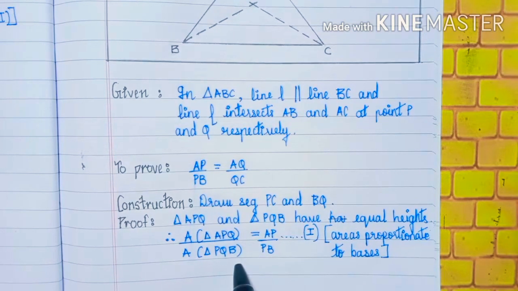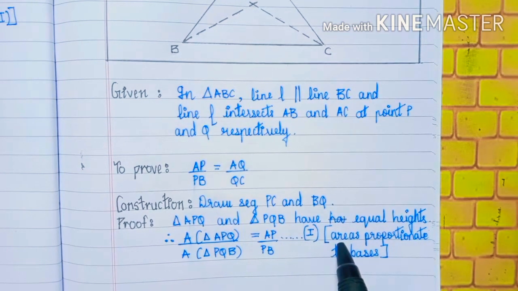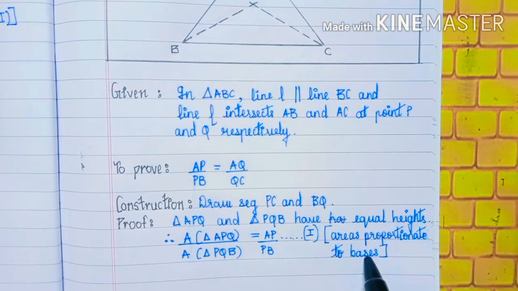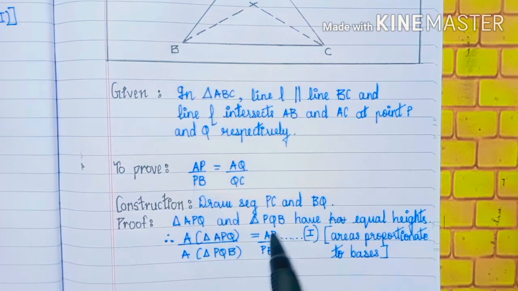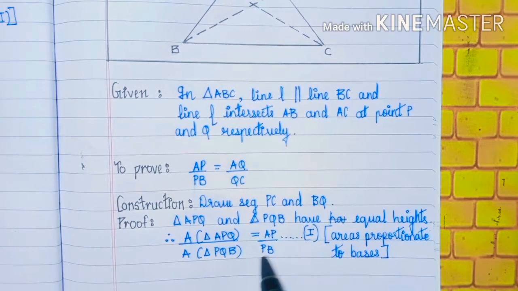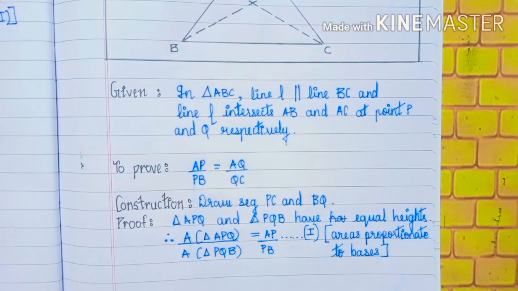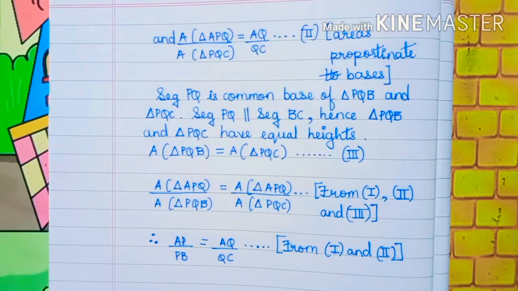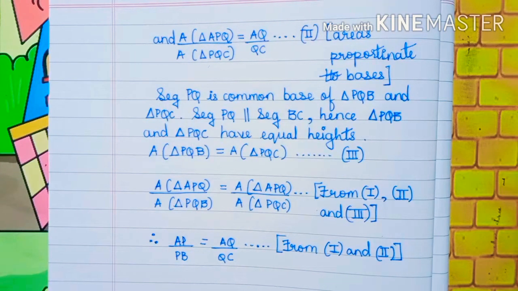For this particular step, we give the reason as areas proportionate to bases. Because the heights are equal, the areas are proportionate to the bases. Now, let's see what is the second step. The second step here is we have taken another triangle instead of PQB.